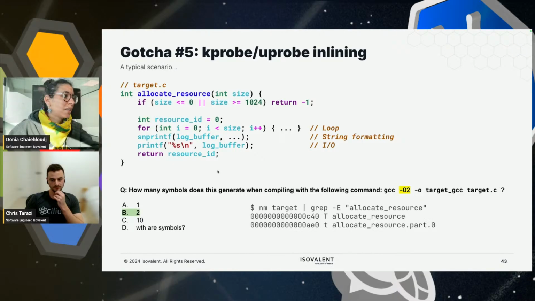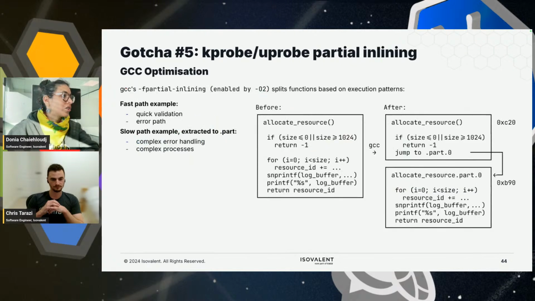We can see here with the nm command that we have one external symbol for the allocate_resource function, and we have a new one that is not exposed, with a suffix .part.0. So let's see what that is. It is actually called partial inlining, and we're going to see what GCC does. When you launch GCC with O2, it activates partial inlining, and it will split the function based on execution patterns, so you have a fast and a slow path.